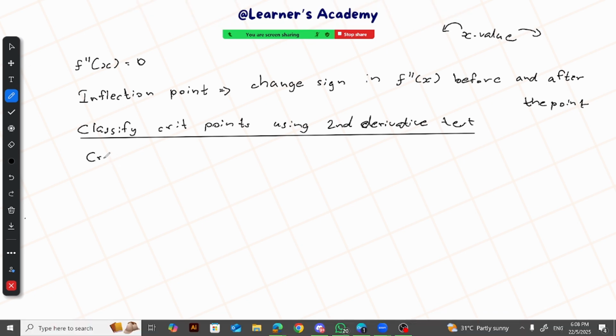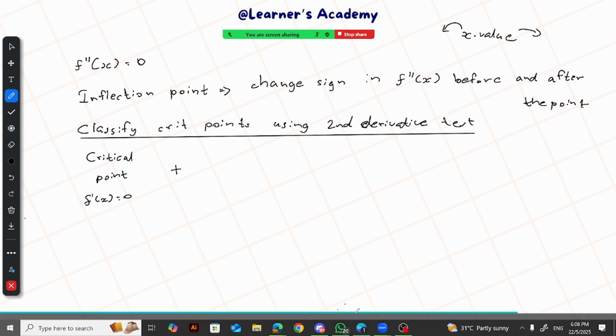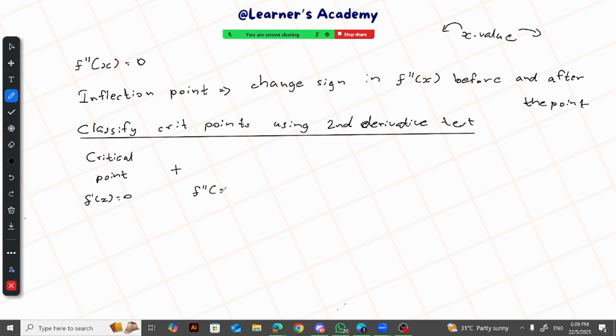Okay, so we have a critical point, which we got from setting the first derivative of f of x equal to 0. Then we find the second derivative of f of x, and we substitute the x value that we got, the critical number, into it. If we get greater than 0, it means it is concave up. That means in terms of graph, we'll have something like this, and we'll get a minimum point.